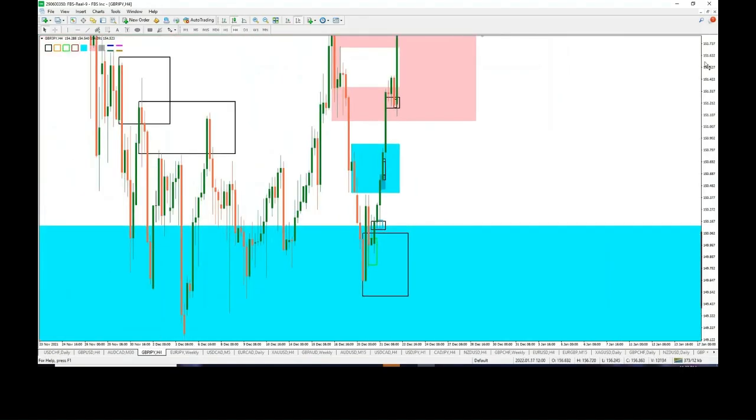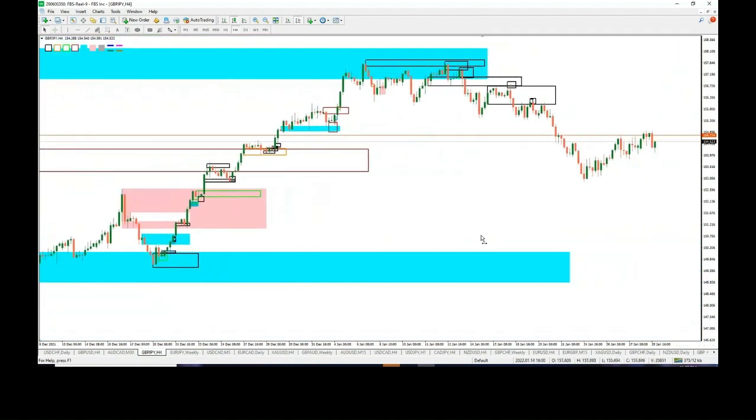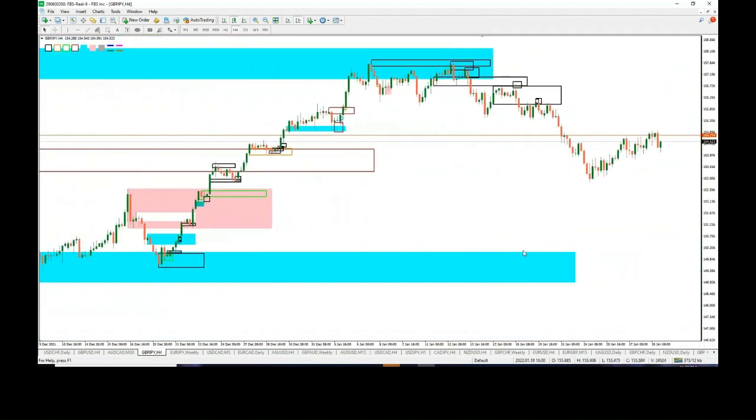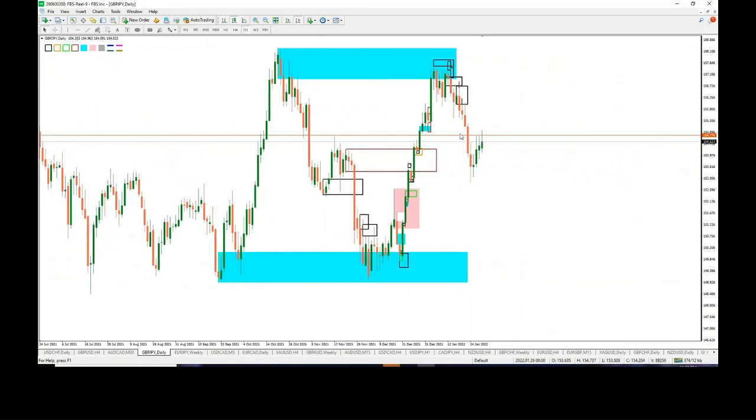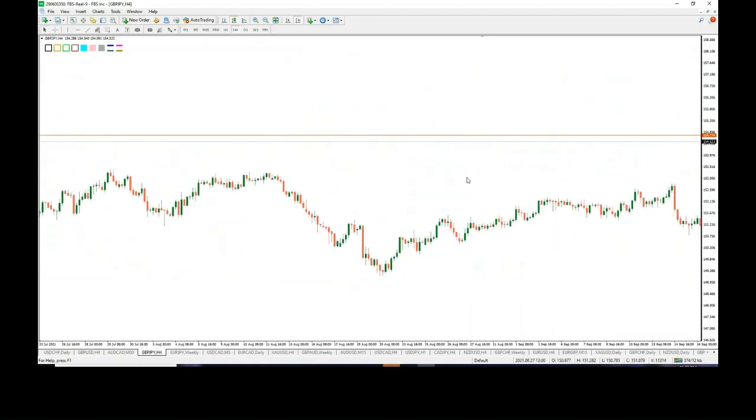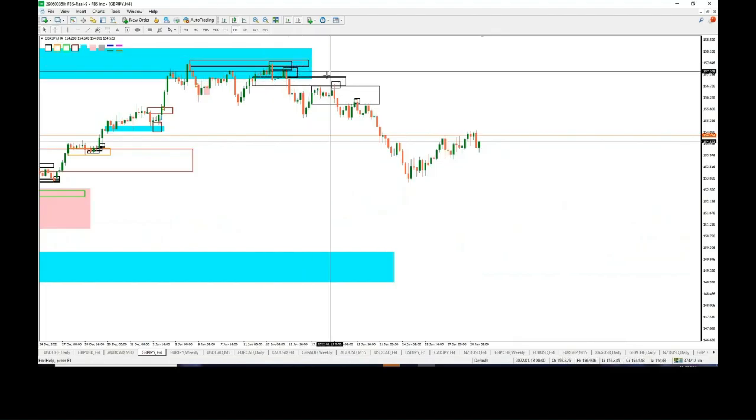This pair I left for you to backtest. You'll see hundreds and hundreds of zones all over my chart. Yes, this is the same thing. Daily zone, wait for H4, and do the same thing.